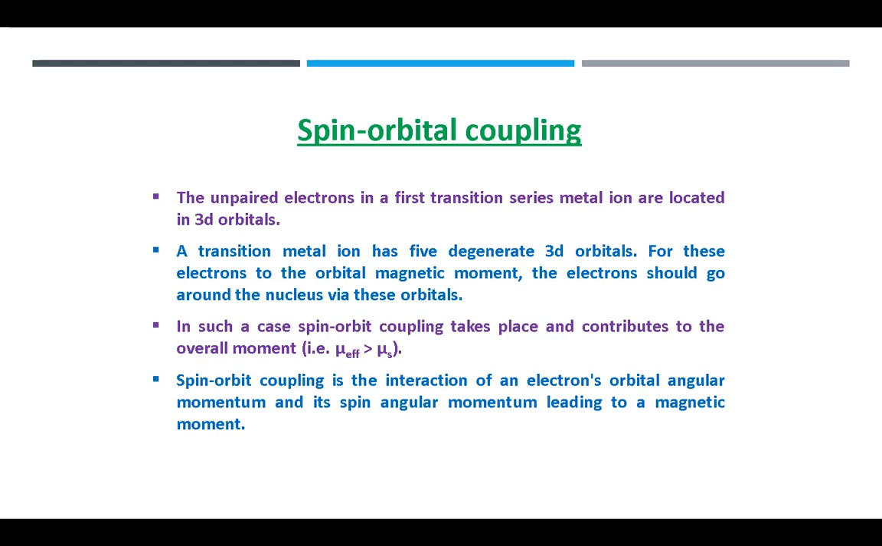In such a case, spin-orbit coupling takes place and contributes to the overall moment, that is, mu effective is greater than μs. Spin-orbit coupling is the interaction of an electron's orbital angular momentum and its spin angular momentum, leading to a magnetic moment.